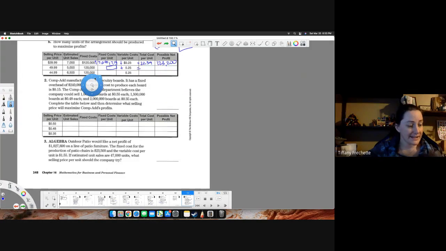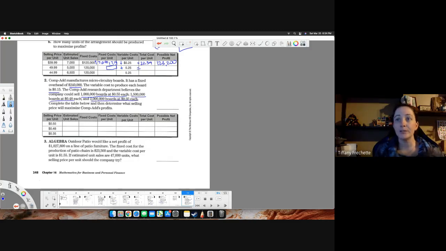We're going to do the exact same idea on this one. The only difference with this one is they fill in a little bit less for us here. So Comp Ad manufactures microcircuitry boards. It has a fixed overhead of $240,000. The variable cost to produce each board is 15 cents. The Comp Ad research department believes the company should sell 1 million boards at 55 cents, 1,500,000 boards at 48 cents each, and 2 million boards at 35 cents each.